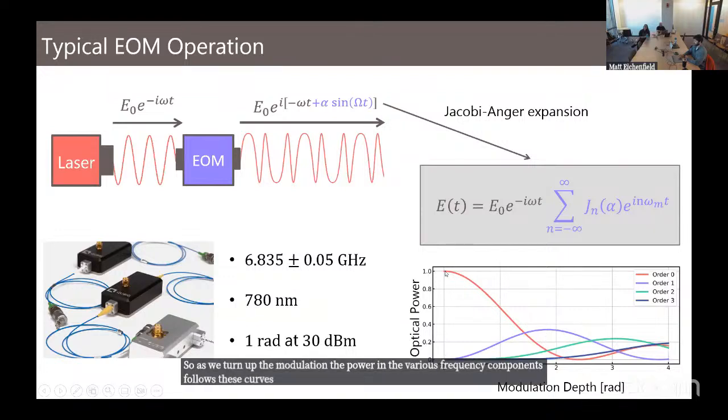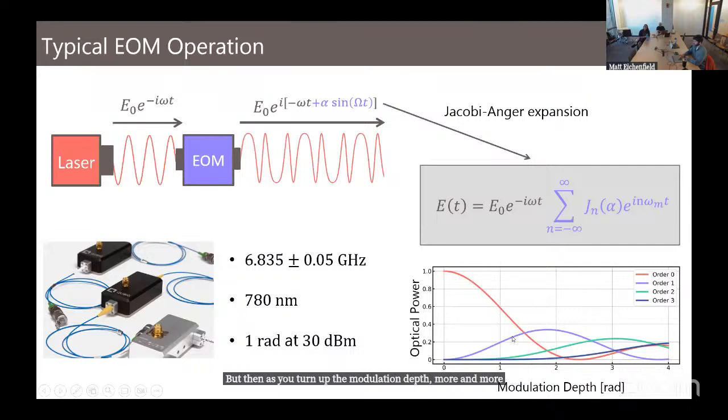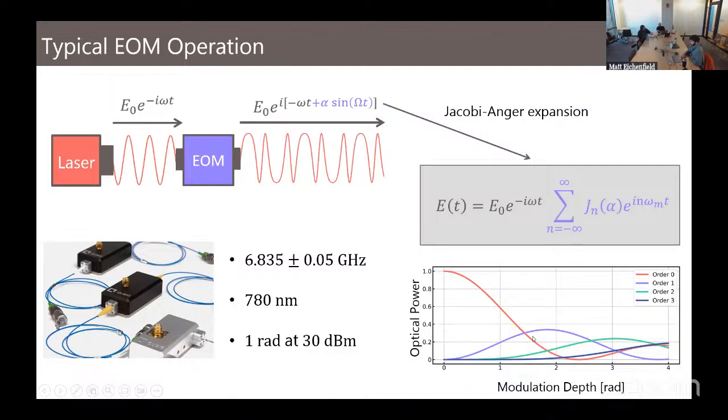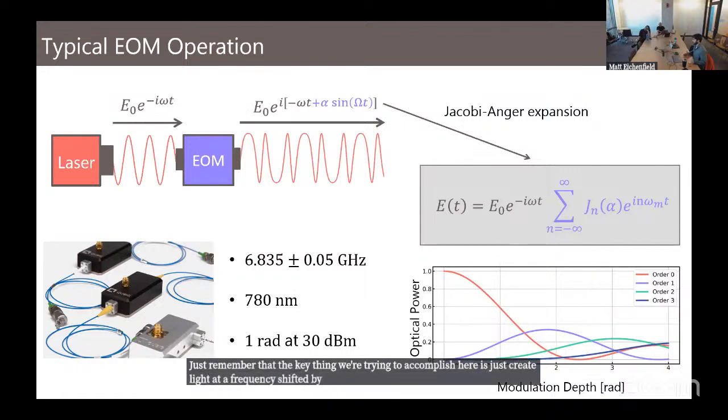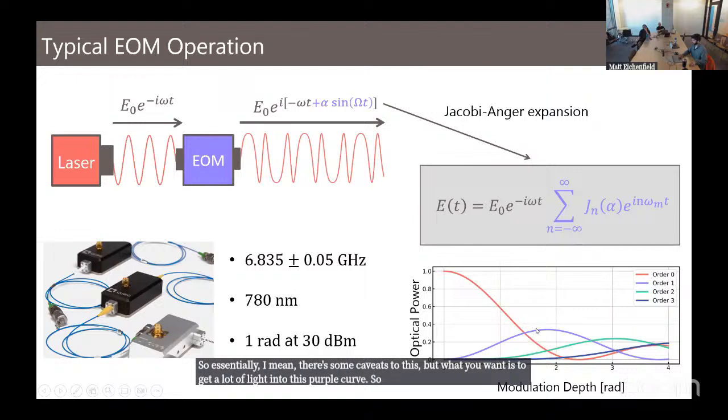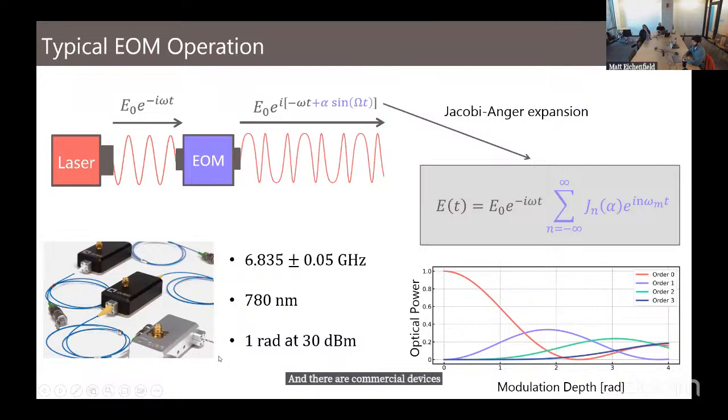So at first, when you don't modulate at all, all of the light is in the original carrier frequency. That's no surprise. But then as you turn up the modulation depth, more and more light is being transferred into the sidebands. And just remember that the key thing we're trying to accomplish here is to create light at a frequency shifted by the qubit transition frequency to do the Raman control I talked about on the previous slide. So essentially, there are some caveats to this, but what you want is to get a lot of light into this purple curve. So you want modulation depth probably somewhere between 1 and 2. And there are commercial devices you can buy that do exactly this, that are tailored to specific qubits.